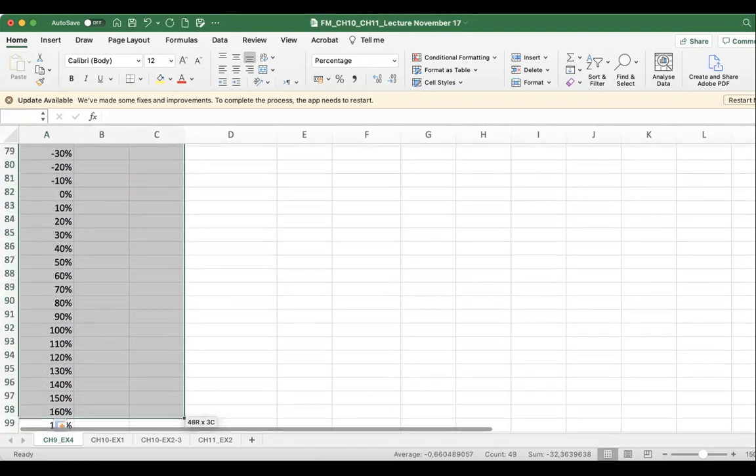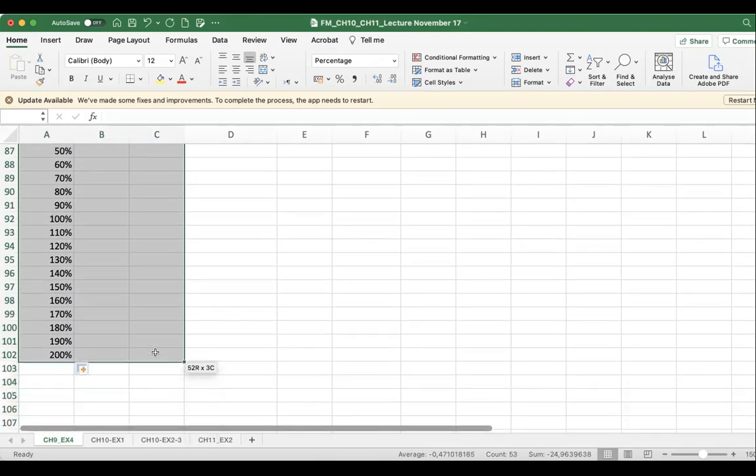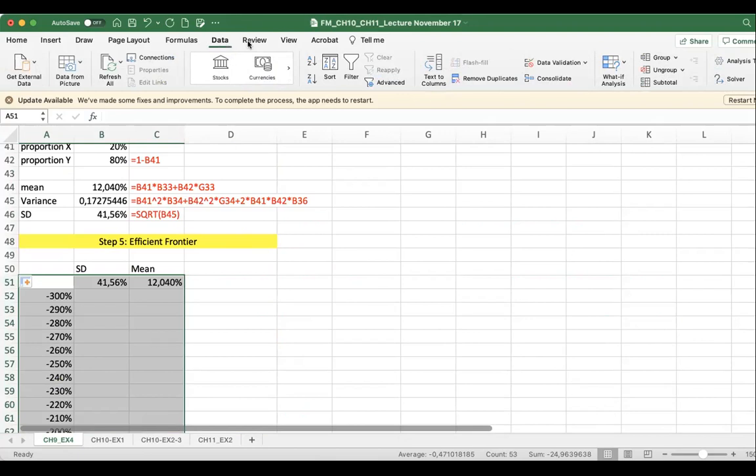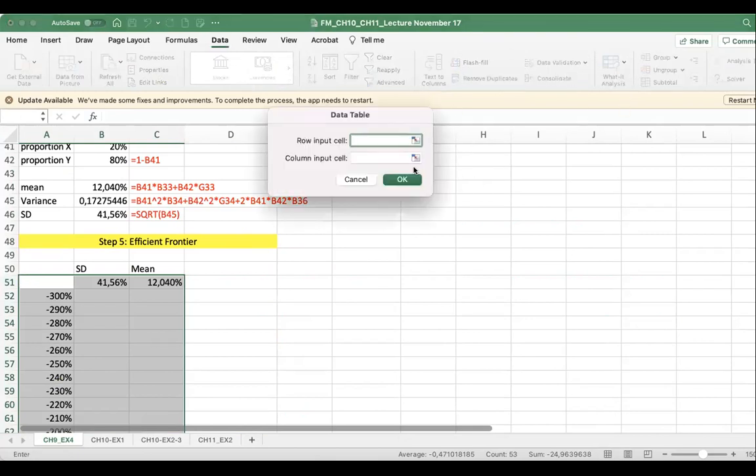Select all the data table. Go to data, what if analysis, data table. So since we are varying our proportion on the column, Sam.